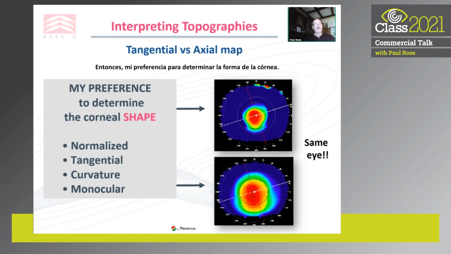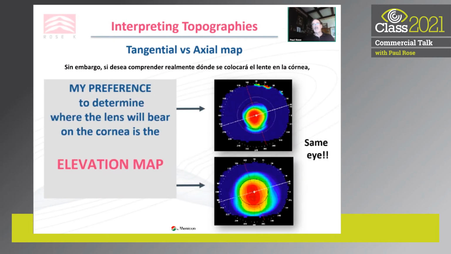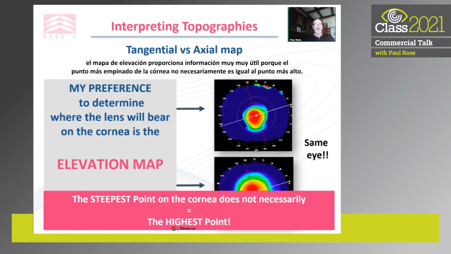So my preference to determine the corneal shape, I like the normalized setting, tangential setting, curvature, and always view the maps monocularly. If you view them binocularly, the topographer has to use a much bigger scale if the two eyes are very different, as often is the case with keratoconics. However, if I want to actually understand where the lens will bear on the cornea, the elevation map provides very, very useful information, because the steepest point on the cornea does not necessarily equal the highest point.